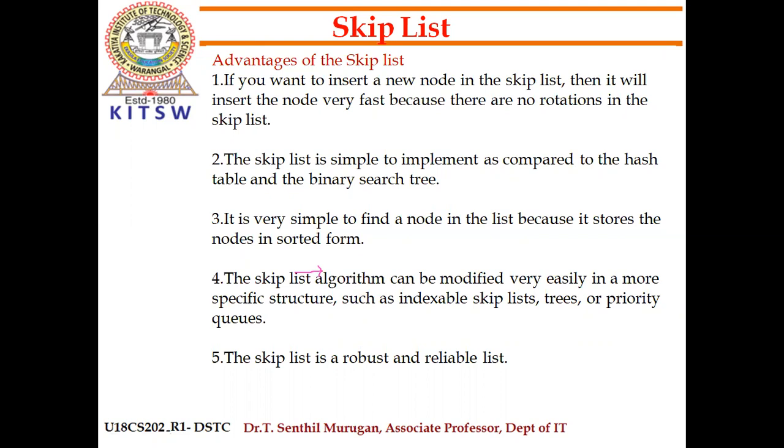It is very simple to find a node in the list because it stores the nodes in sorted form. The skip list maintains insert operations in a particular order only, so it always maintains the sorted form. So searching is also very easy. The skip list algorithm can be modified very easily into more specific structures such as indexable skip lists, trees, or priority queues. So based on that, it will be implemented.